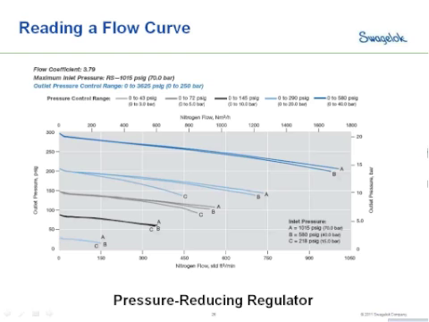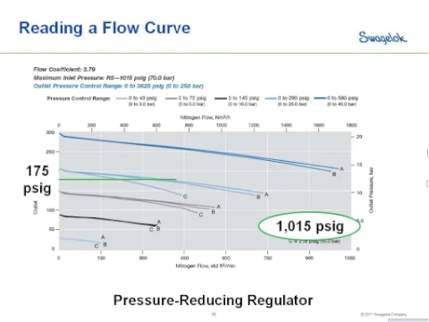Now, if we want to size a regulator, if we know what our inlet pressure is going to be, we know what our outlet pressure is we want for our system, and our flow rate for our system, we can plot a point on our flow curve. So in the case shown here, we've got just over 1,000 psi inlet pressure, 175 psi outlet pressure, and a desired 425 standard cubic feet per minute flow rate. This identifies that we should be using that middle A flow curve, that middle A regulator, for this application.